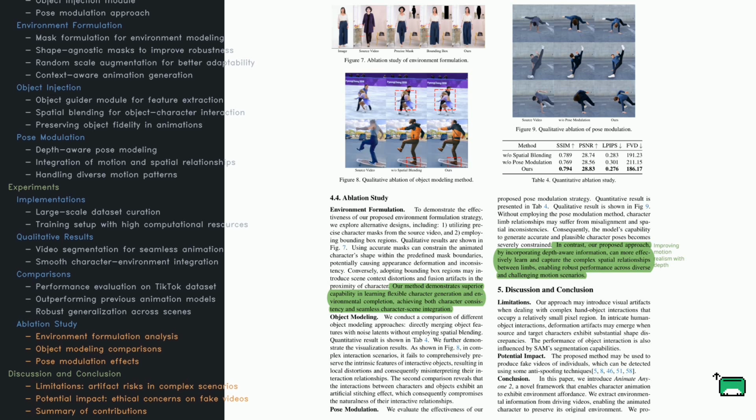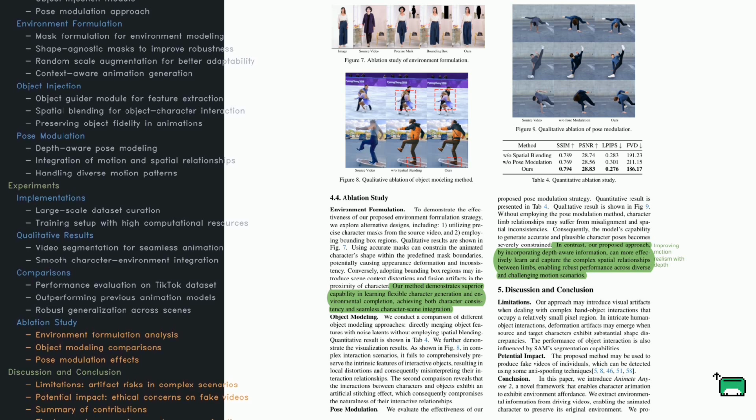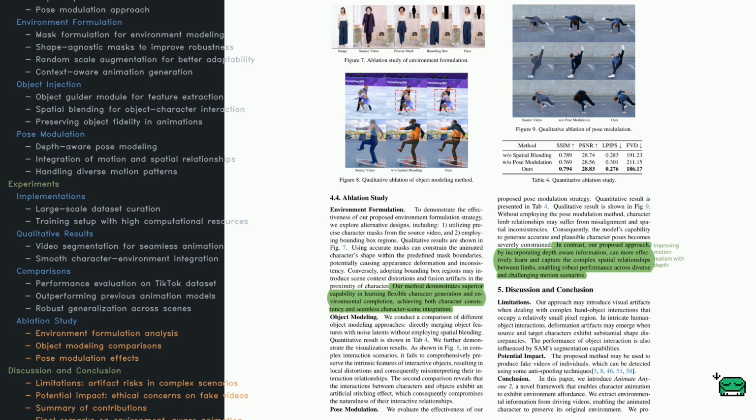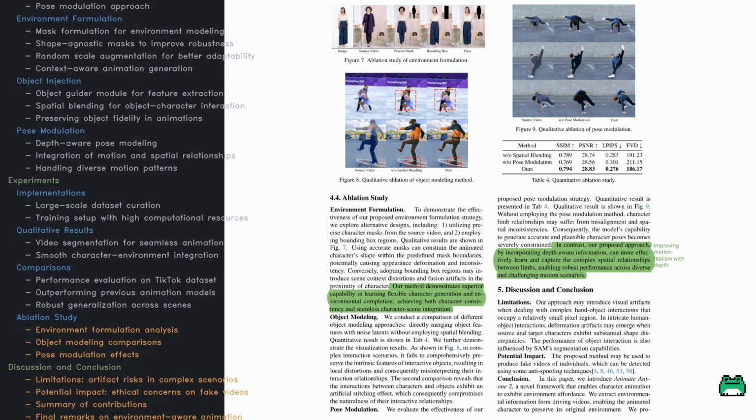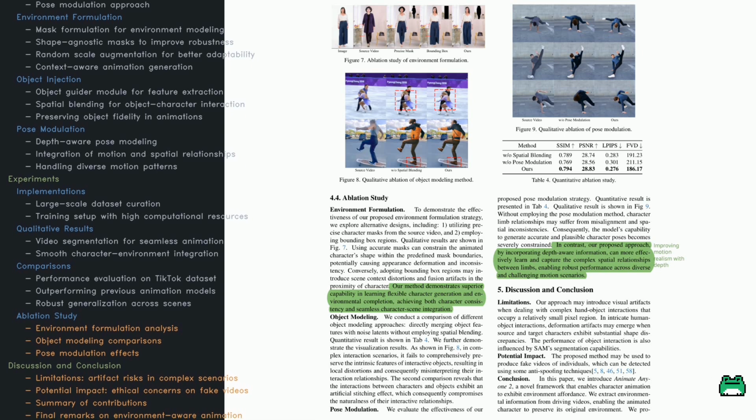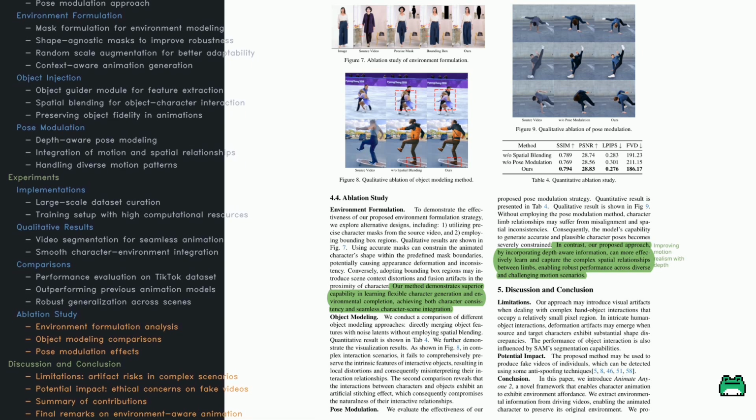And there you have it. Animate Anyone 2 offers a more robust way to animate characters in videos by weaving together motion, environment details, object interactions, and pose refinements, all aiming for animations that look like they truly belong in their scenes.